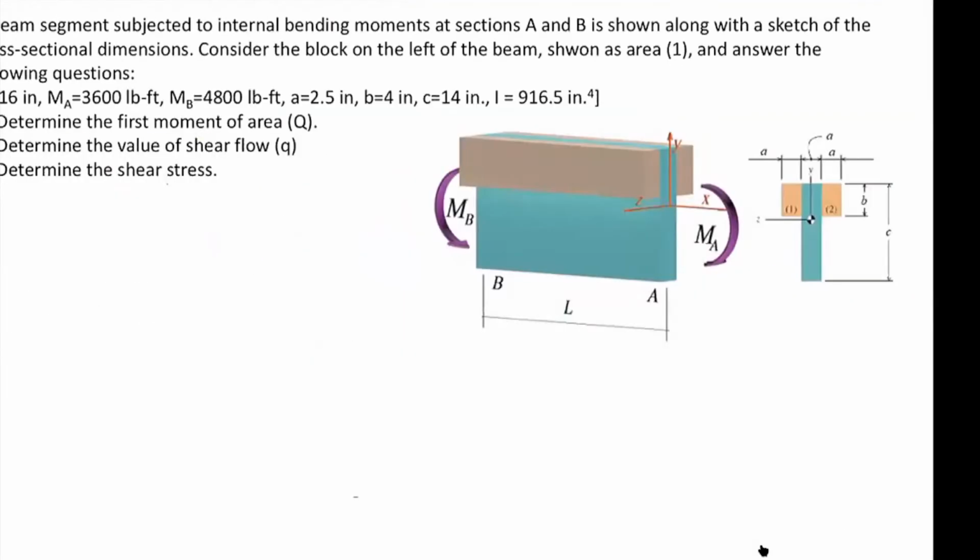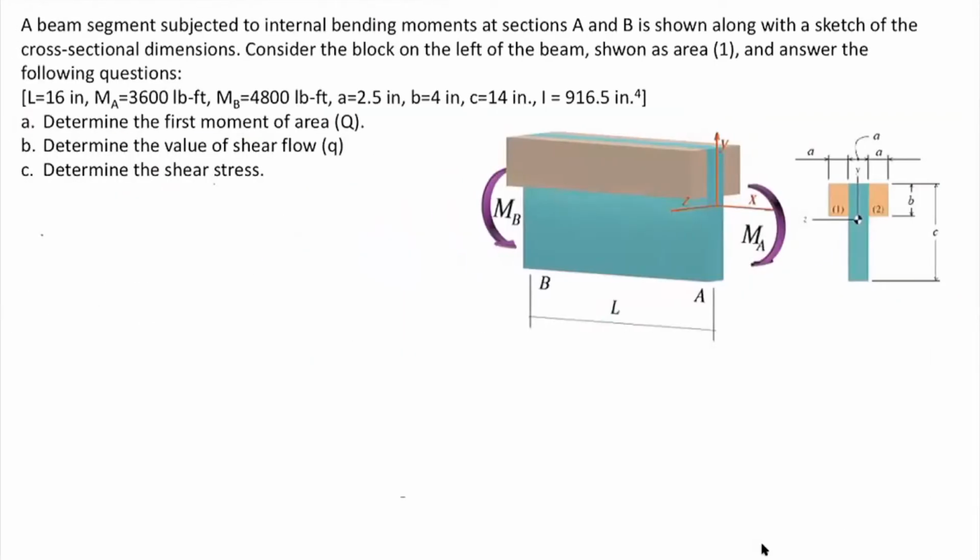Okay, the first example that we have is similar to the animation that we talked about. There are two bending moments acting on the beam on the left and on the right. The length of the beam is given. Also, the moment of inertia for the entire section is provided, as well as the other dimensions for the section. And we want to determine how much is the first moment of area, how much is the shear flow, and how much is the shear stress. Okay, so the first step would be determining how much is the first moment of area.